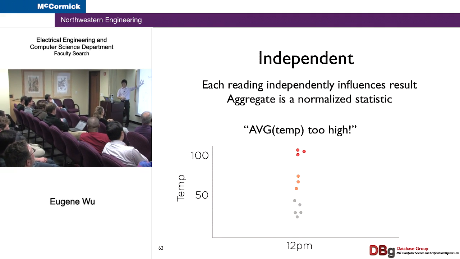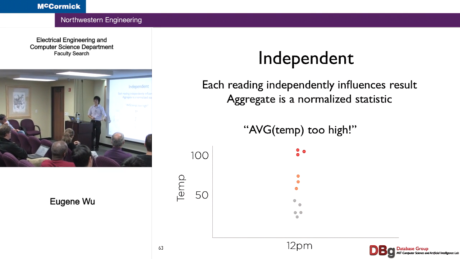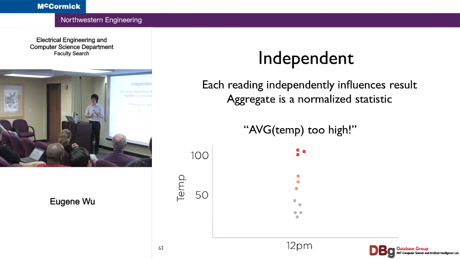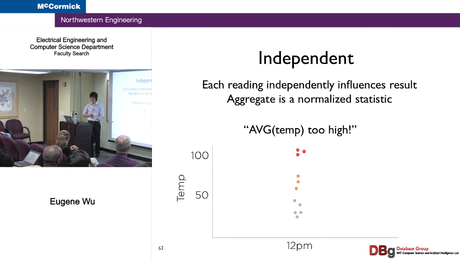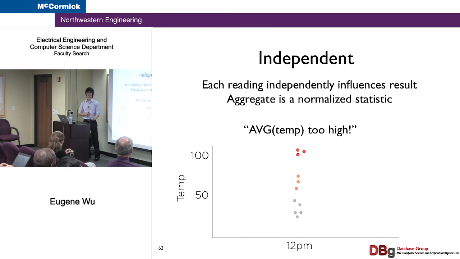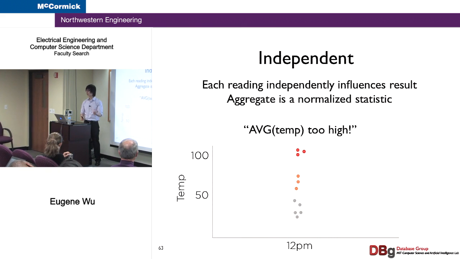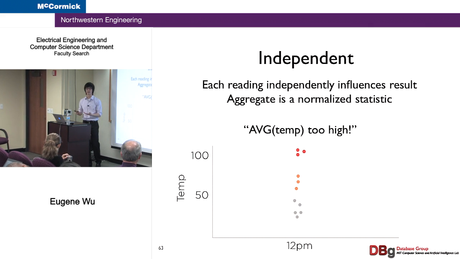So the requirements for the independent operators property is that first, each reading independently influences the result, right? So average is like this. And in addition, the aggregate operator is a normalized statistic, meaning if all of the temperature readings were at 50, then it doesn't matter if we have one reading or 100 of them. The average is still the same, right?